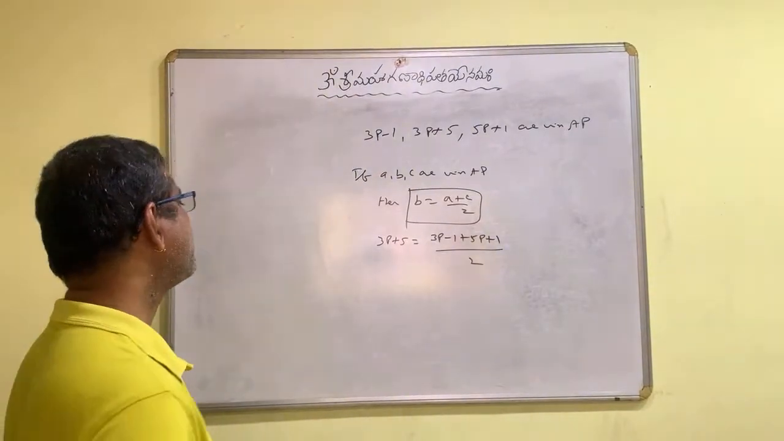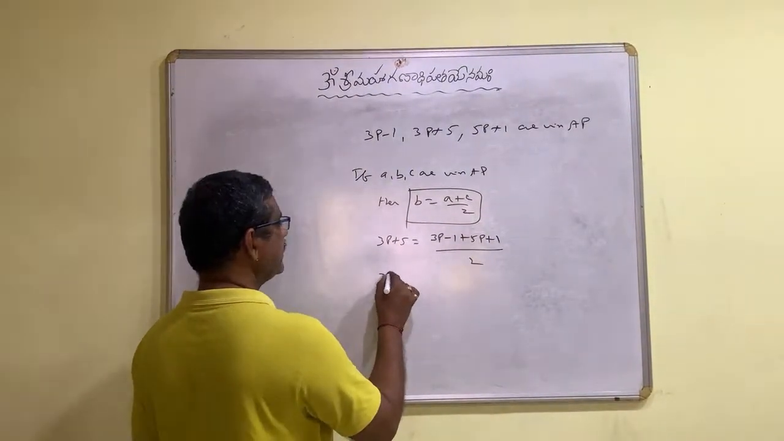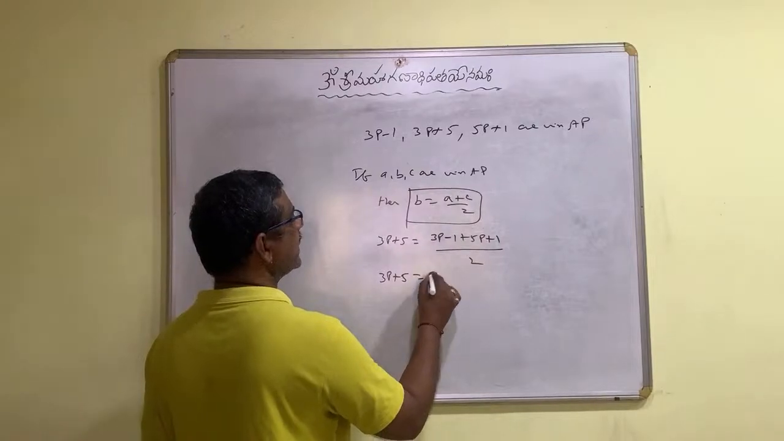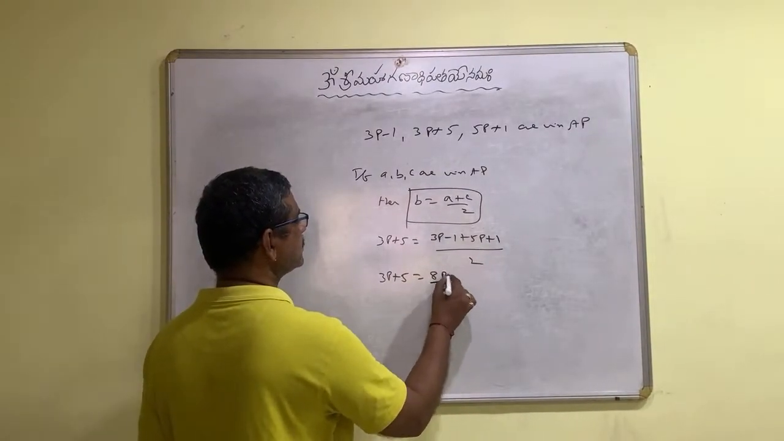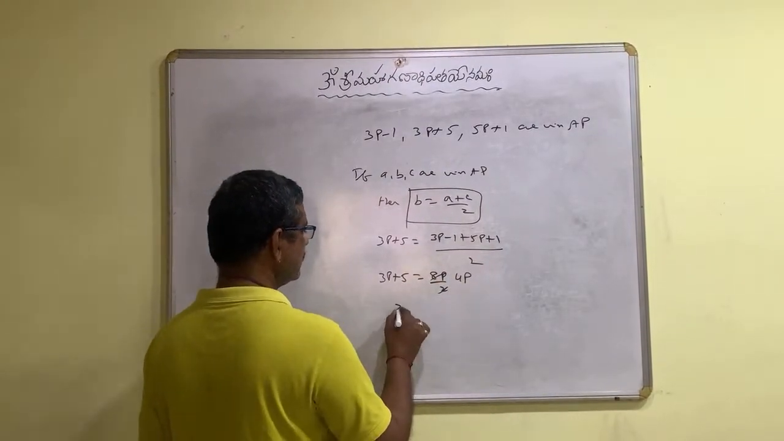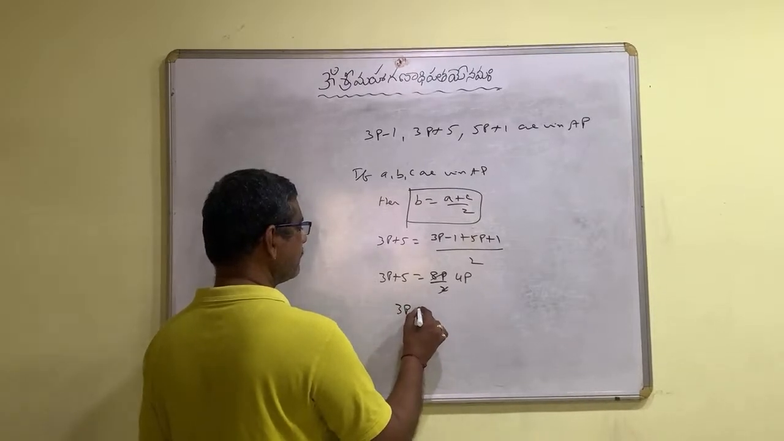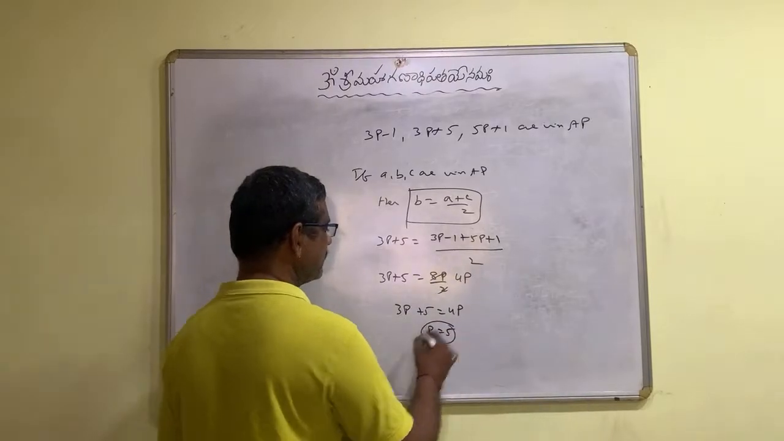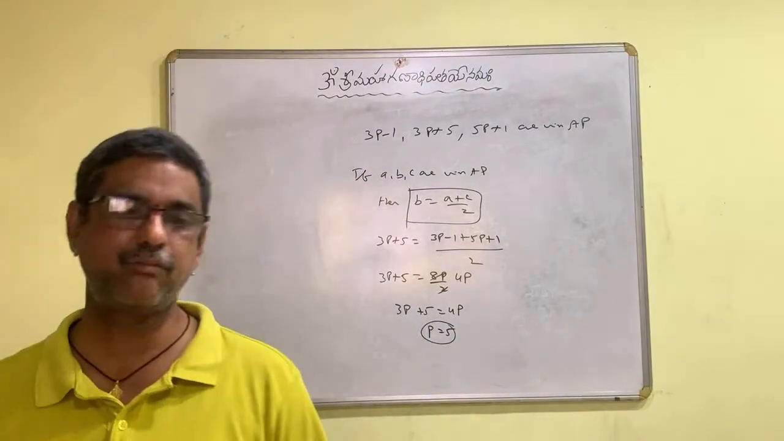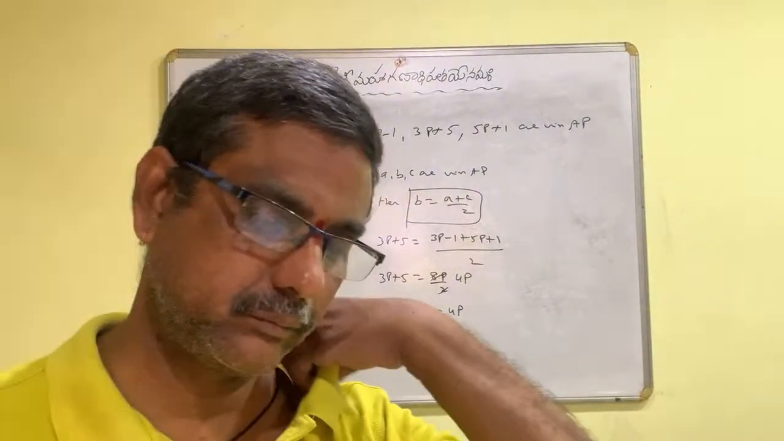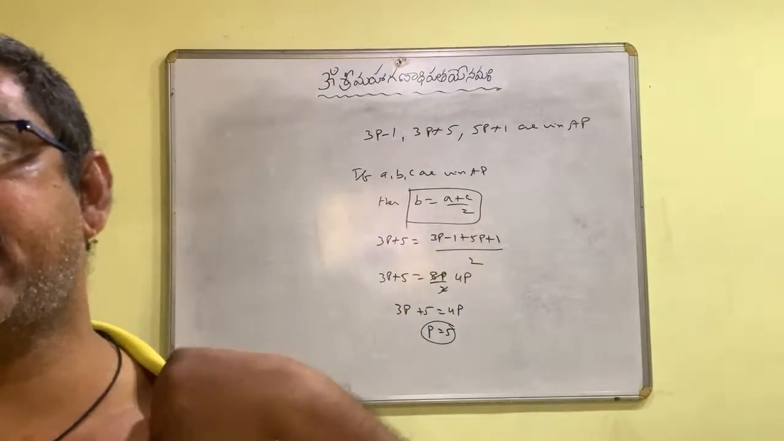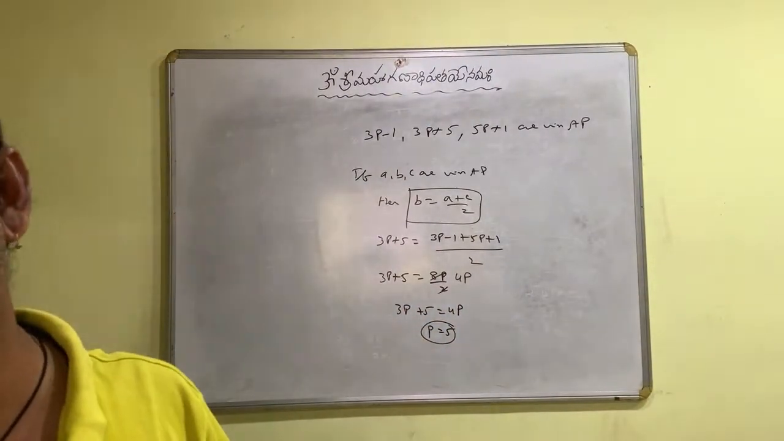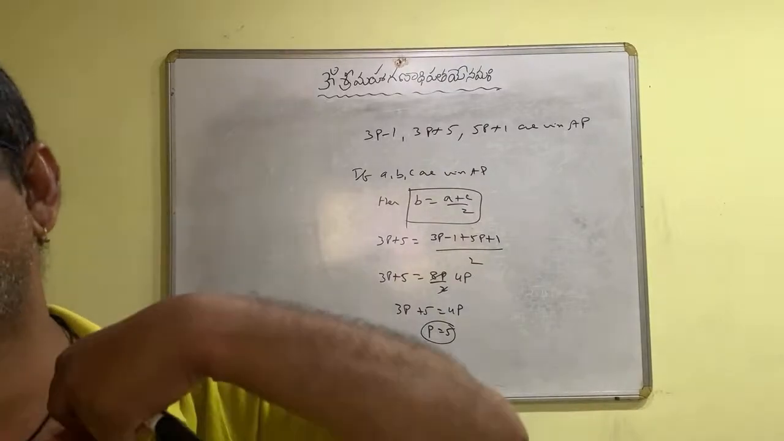Okay. 3p plus 5 is equal to 8p by 2, which means 4p. 3p plus 5 is 4p, and the p is 5. P value is 5. So option D. Okay, na?